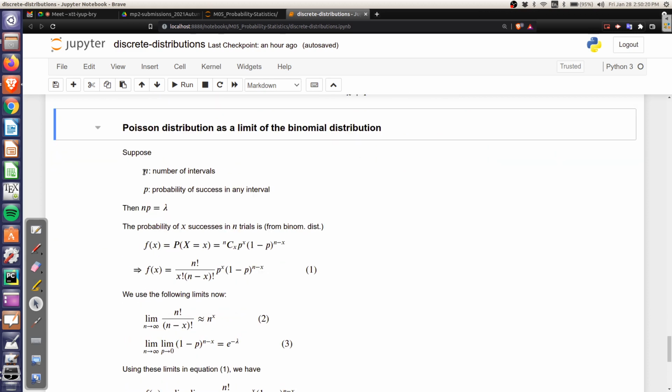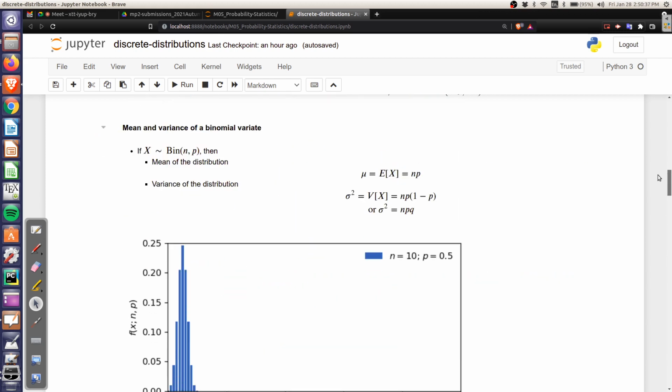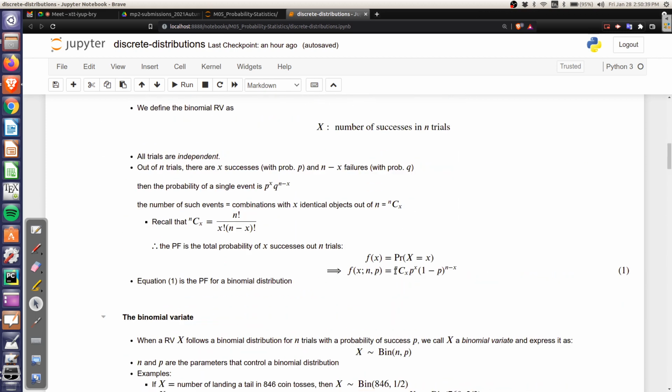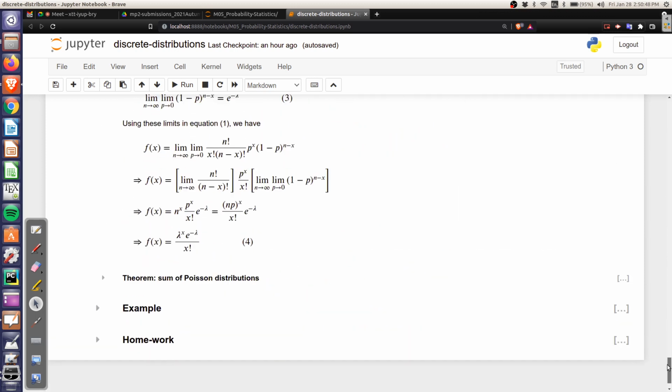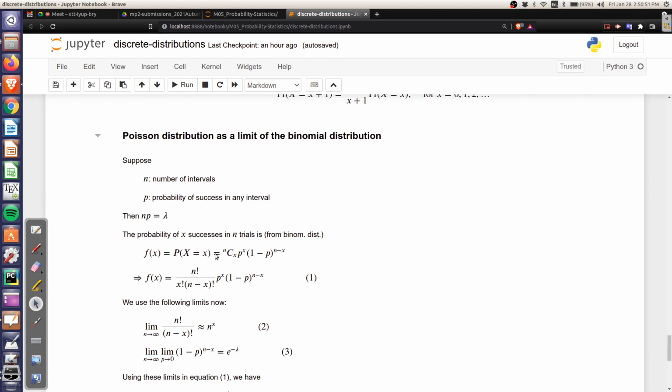So let us say I have n number of intervals, and p is the probability of success in any one of these intervals. Then np is equal to lambda. Let's say lambda is fixed. Then the probability of x successes in n trials, I'm just taking this result from the binomial distribution, because in the binomial distribution this is what happens. In binomial distributions we have nCx p to the power x, 1 minus p to the power n minus x. So I'm just borrowing this result from the binomial distribution and using it over here.